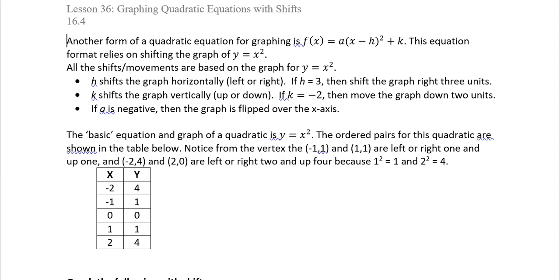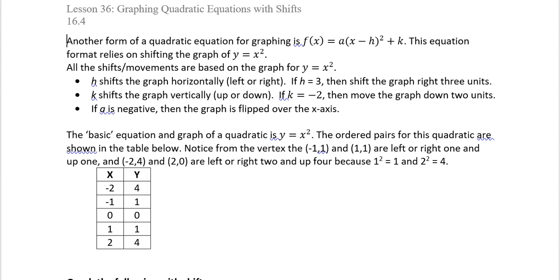The ordered pairs are shown in the table below. It has x values ranging from -2 up to +2, just to give us a good U shape. Notice from the vertex, the -1, 1, which is the second row, and the 1, 1, which is the fourth row, are left or right 1 and up 1 from the vertex. I'll pull this screen up in a bit so you can see that. And the ordered pairs -2, 4 and 2, 4 are left 2 and up 4 from the vertex.